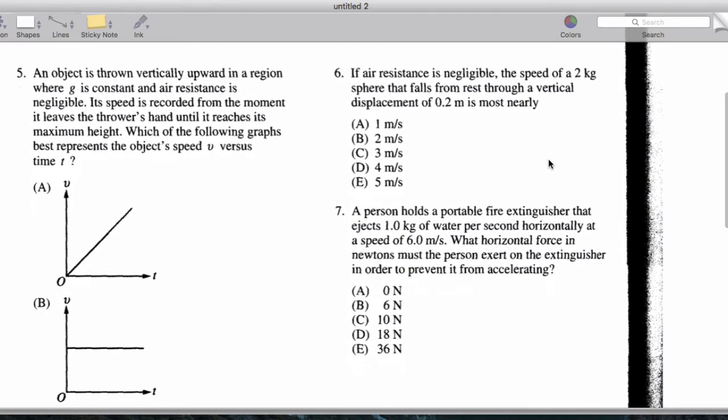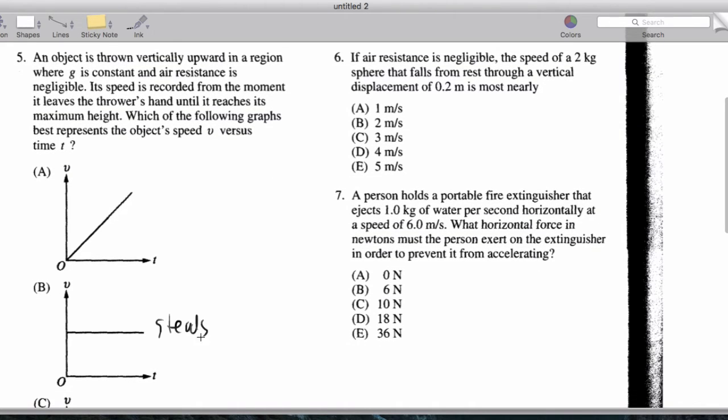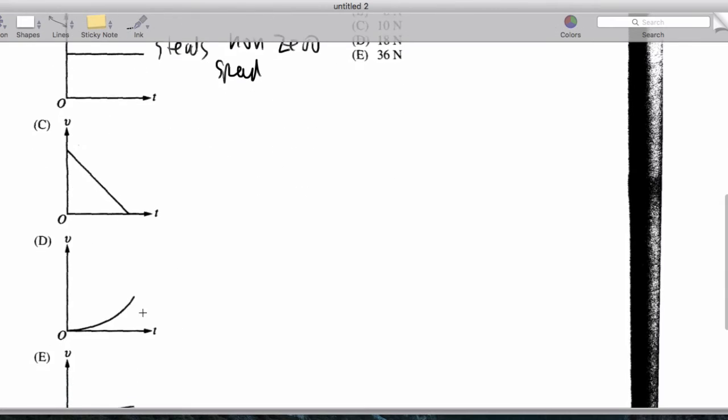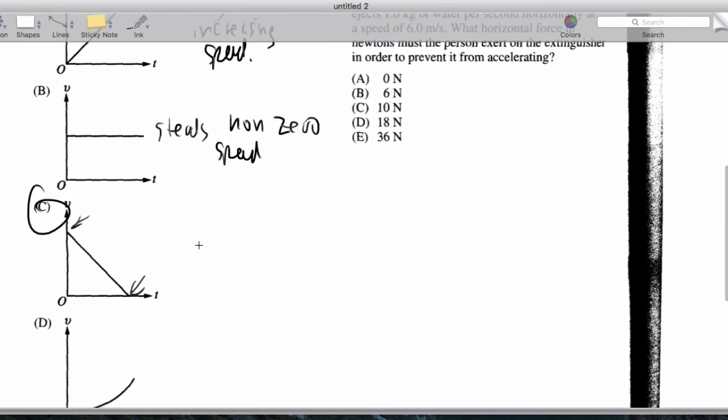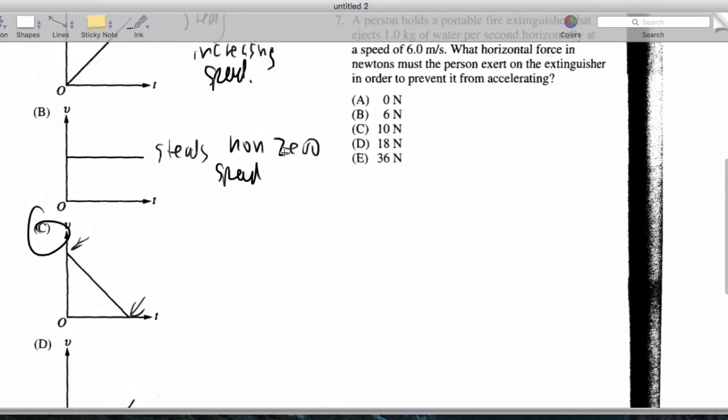All right, number 5. An object is thrown vertically upward in a region where g is constant, air resistance is negligible. We want to know the speed versus the time. So this is steady non-zero speed. This is steady increasing speed. Ooh. This is the graph we want. We start off with a high speed, we wind up at a speed of 0. These are position graphs and they don't apply to the problem.